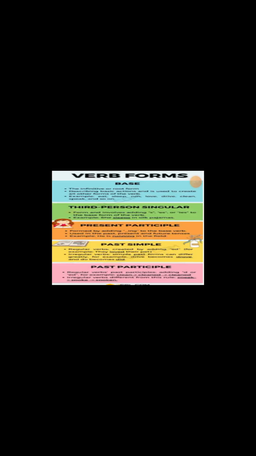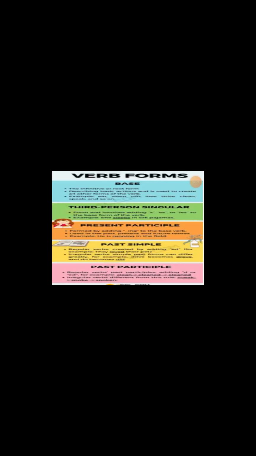Now, the present participle is formed by adding ing to the base verb. When we have the base verb "run" and add ing, it becomes "running." This present participle is used in the past, present and future tenses; we use it in all of them. For example, "He's running in the fields." Here "running" is the present participle.